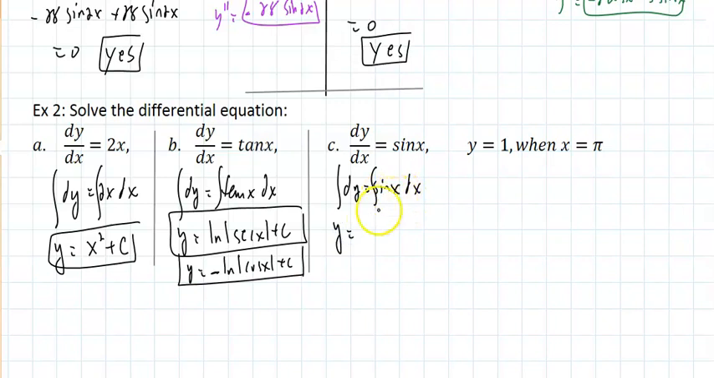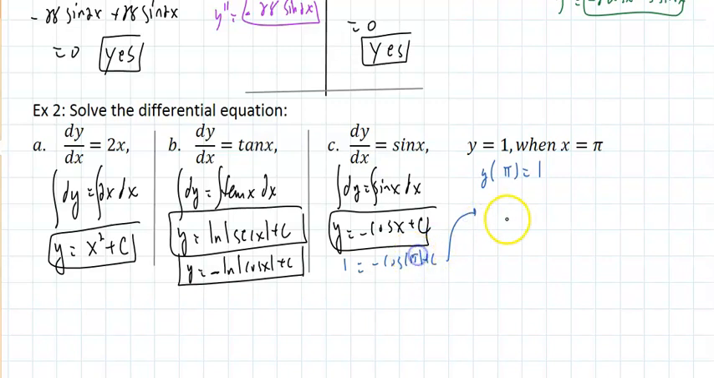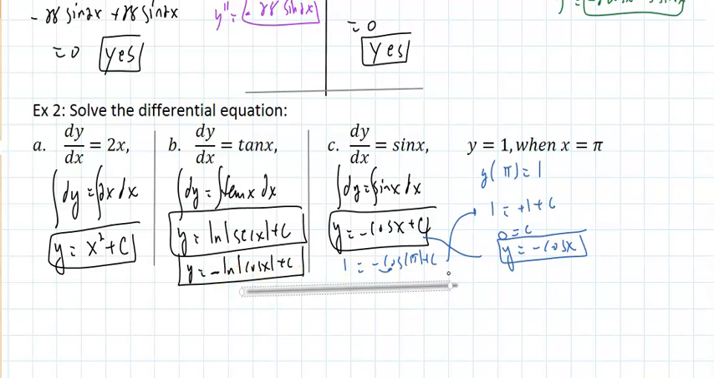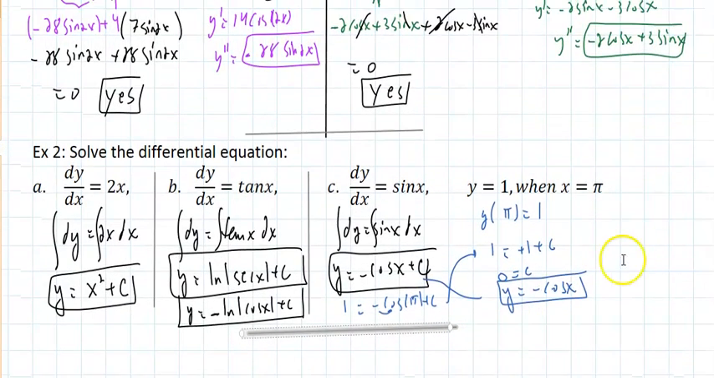Y equal, what do you take a derivative to get sine? Negative cosine of x plus c. Very good, except they gave me when x equal pi, y equal 1. So 1 equal negative the cosine of pi plus c. 1 equal negative 1 times negative 1 is positive 1 plus c. So c happened to be 0 in this case. And here I would say y equal negative the cosine of x is the explicit solution of this equation. And that's pretty much it for this section. Verify and find the solution. Really straightforward.